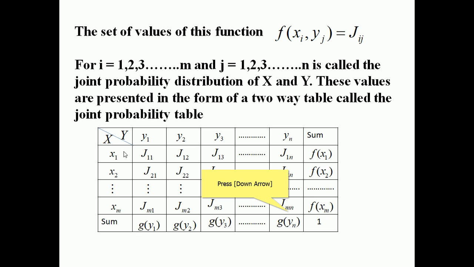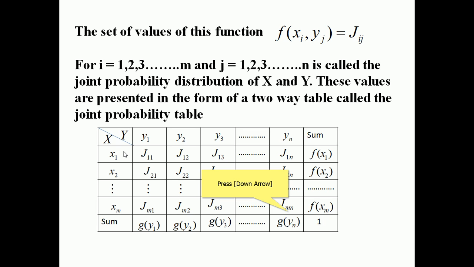Similarly, the probability that x takes the value x2 and y takes y1 is J21. The probability that x takes x2 and y takes y2 is J22. The probability that x takes x2 and y takes yn is J2n. Similarly, the probability that x takes xm and y takes y1 is Jm1. The probability that x takes xm and y takes y2 is Jm2. The probability that x takes xm and y takes yn is Jmn. This is the joint probability table.